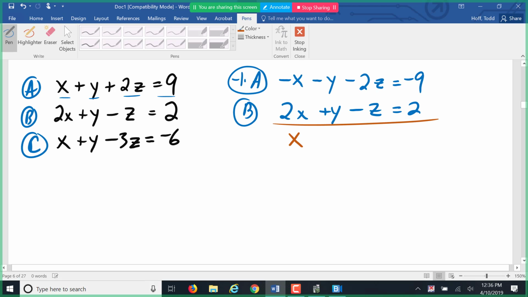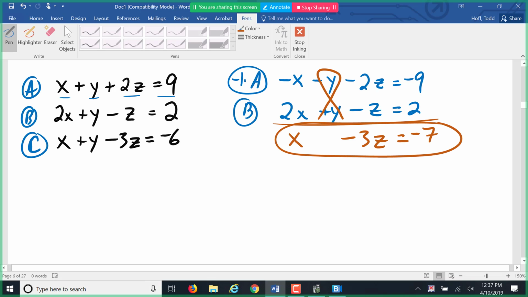-x plus 2x is positive 1x. -y and positive 1y cancel out, gives us 0. -2z and -z make -3z equals -9 plus 2 is -7. So there is our first two variable equation, x minus 3z equals -7. Now I haven't used equation C yet, so we need to use equation C.